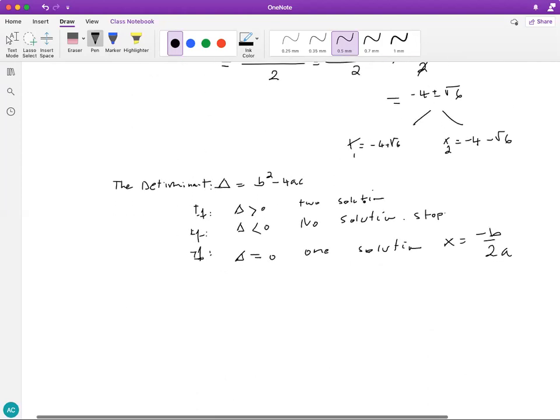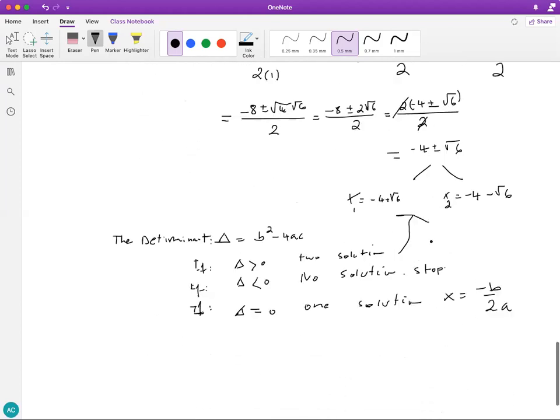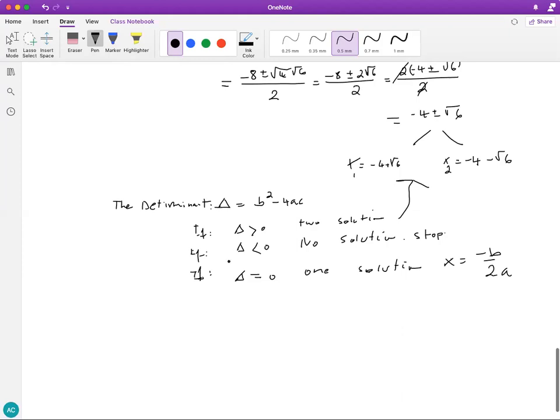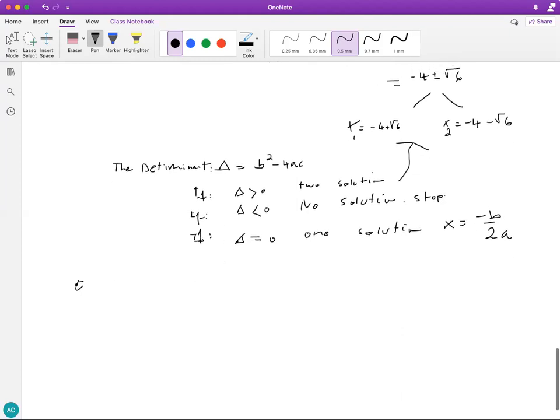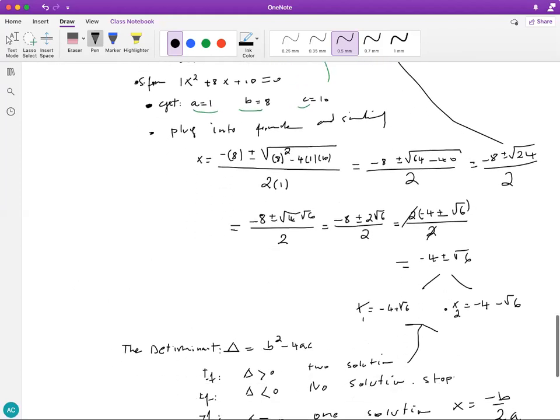And if you have two solutions, if delta is greater than 0, then you have two solutions. So basically you do what we just did, just work normally with the entire equation. So this can save you a lot of time if you try it first. You can avoid doing a lot of work to end up with something that's not a solution.